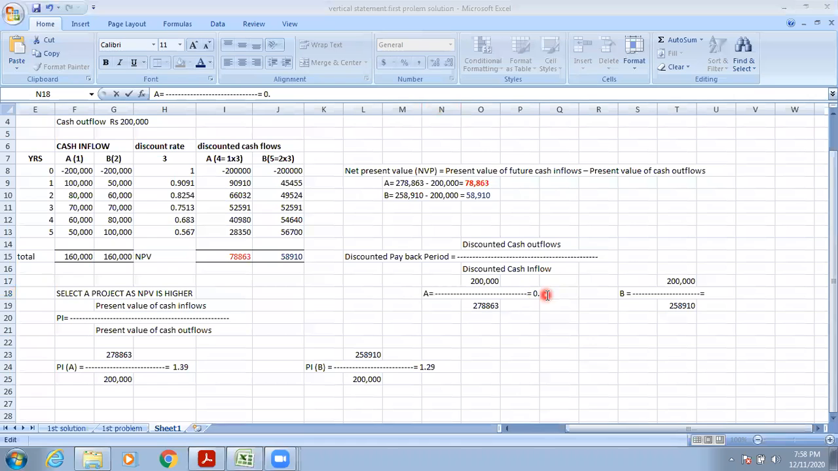Very good. Next, give me the answer for B. It is in years, or it may be in months. Okay, you can calculate also. I will show you how to calculate that. And for B it is 0.7.